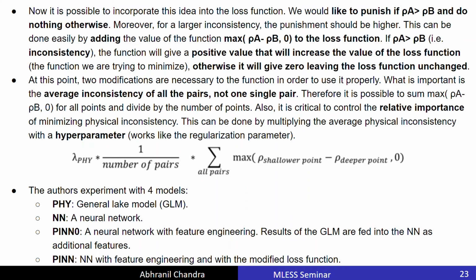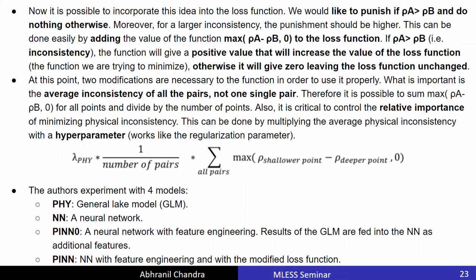Also, it is critical to control the relative importance of minimizing the physical inconsistency compared to the data loss. This can be done by simply multiplying the average of the physical inconsistency with a hyperparameter. This works as a regularizing parameter.